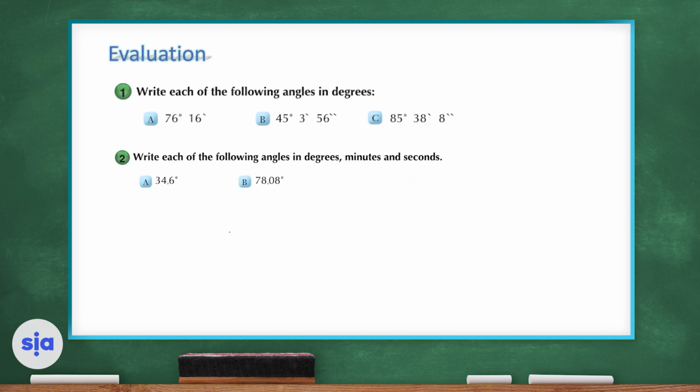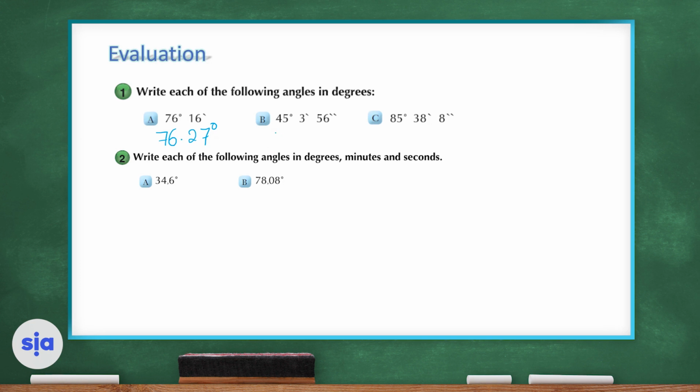Let's now go to the evaluation part. The first question, it says, write each of the following angles in degrees. Again, we get our calculators. How to write 76 degrees 16 minutes. Using your calculator, you write 76, and then you press on the degree, minutes, and seconds button that is under the square root, and then you write 16, you press on the same button again. Then the answer that you'll get on the calculator will be 76.27 degrees.